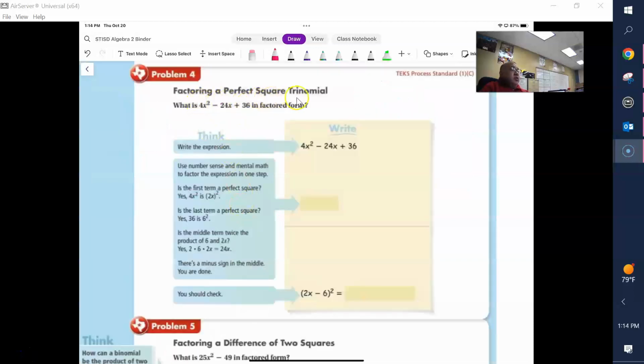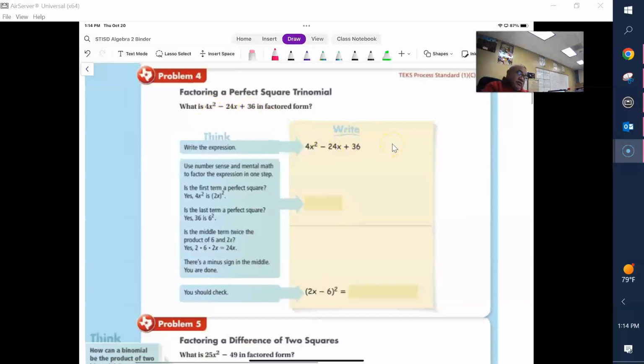Factoring a perfect square trinomial. What is 4x squared minus 24x plus 36? We first need to review 4x squared. And we need to ask ourselves, why is it a perfect square? That is a perfect square because you use the same number to square to get 4x squared. In other words, 2x times 2x gives you 4x squared. 36 is a perfect number. Why? Because you use 6, and when you square 6, you get 36.